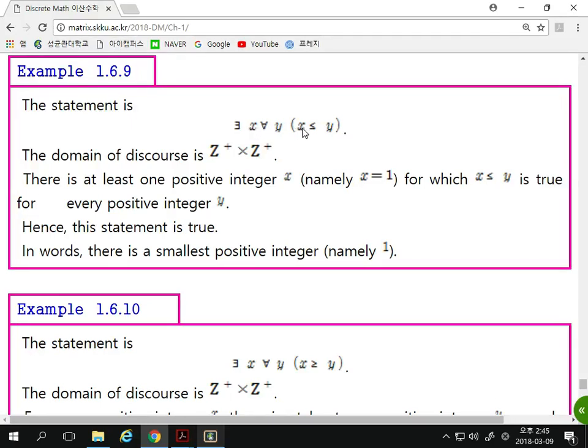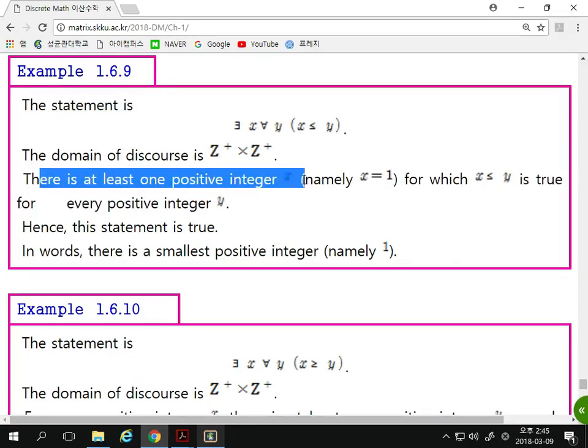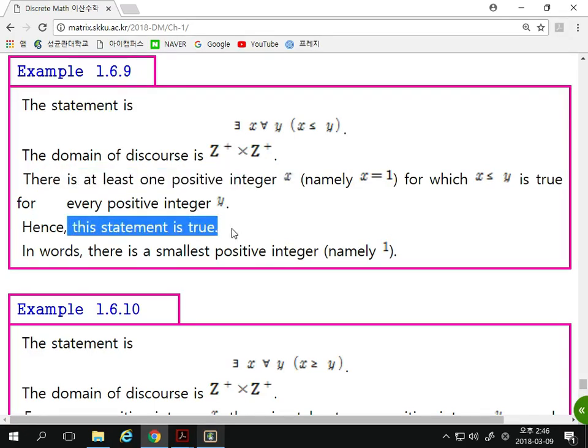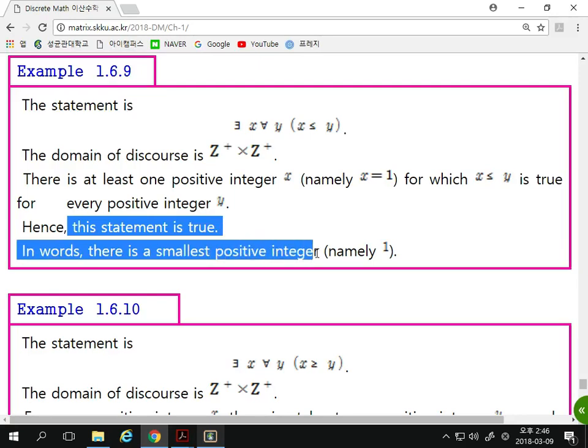There is x for all y such that x is less than or equal to y. The domain of this course is Z plus cross Z plus. There is at least one positive integer x, namely x is equal to 1, for which x is less than or equal to y is true for every positive integer y. So this statement is true. In other words, the smallest positive integer is 1. These are all positive integers. So there exists a smallest positive integer, which is 1, that makes this true.